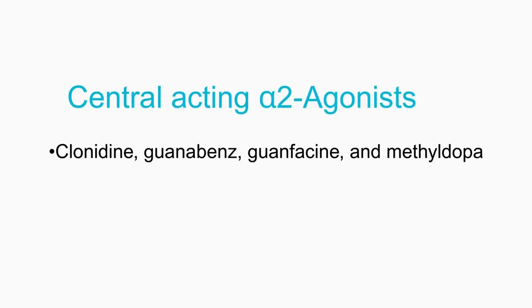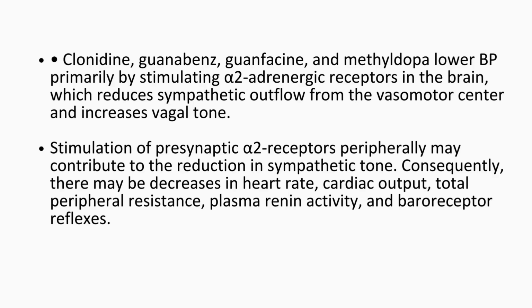Central acting alpha-2 agonists. These work in the brain, right? How? Yeah, these are drugs like clonidine, methyldopa. They stimulate alpha-2 receptors in the brain. Okay, and stimulating those does what? It basically tells the brain to dial down the sympathetic nervous system outflow. Less fight or flight signals going out. And increases vagal tone. More rest and digest. Sort of, yeah. Increases vagal influence. The net result is reduced sympathetic activity.